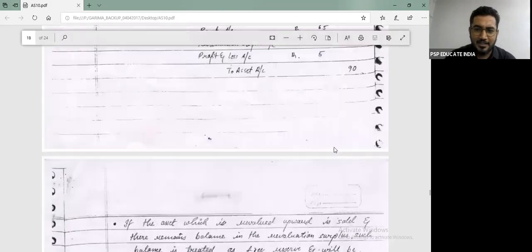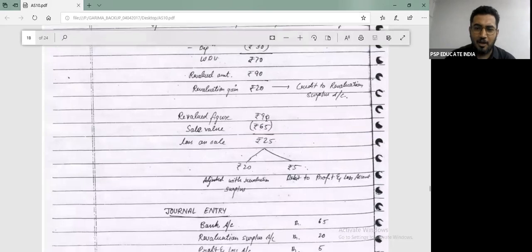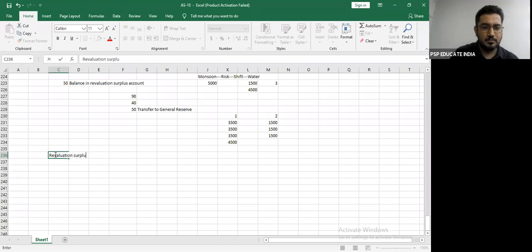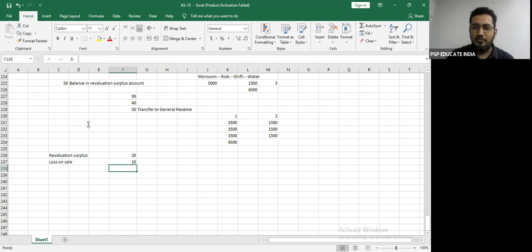Okay, if I take the previous example, my revalued figure was 90. And how much did I transfer in the revaluation surplus? 20 rupees. So first let me put that. My balance in the revaluation surplus is 20 and my loss on sale is 10. Chalo, quickly everyone on the chat box. Where will I adjust this 10 rupees ka loss? From where will I adjust this loss of 10 rupees?